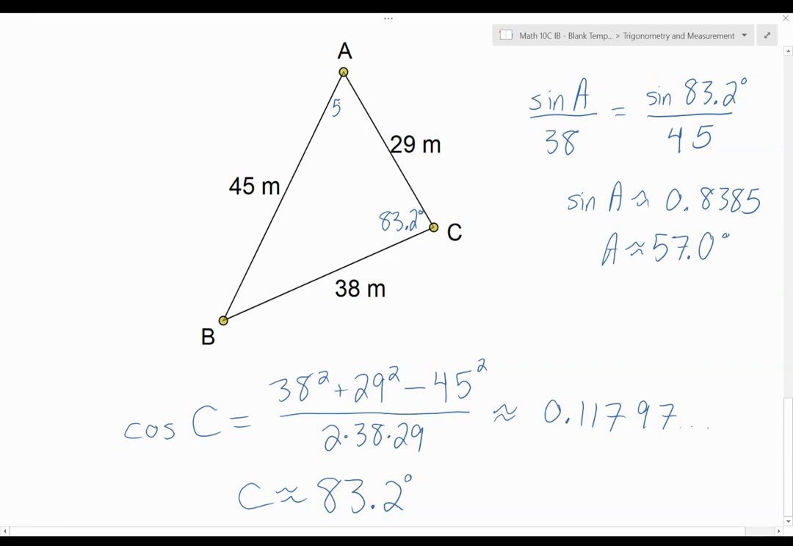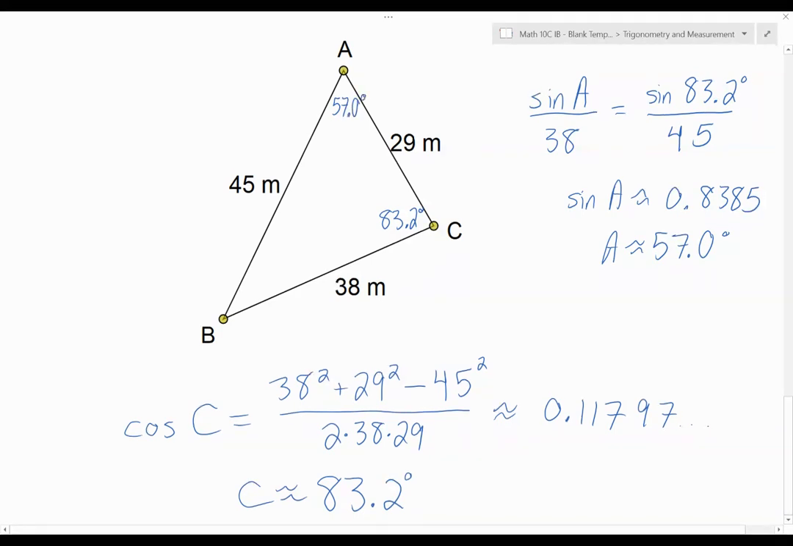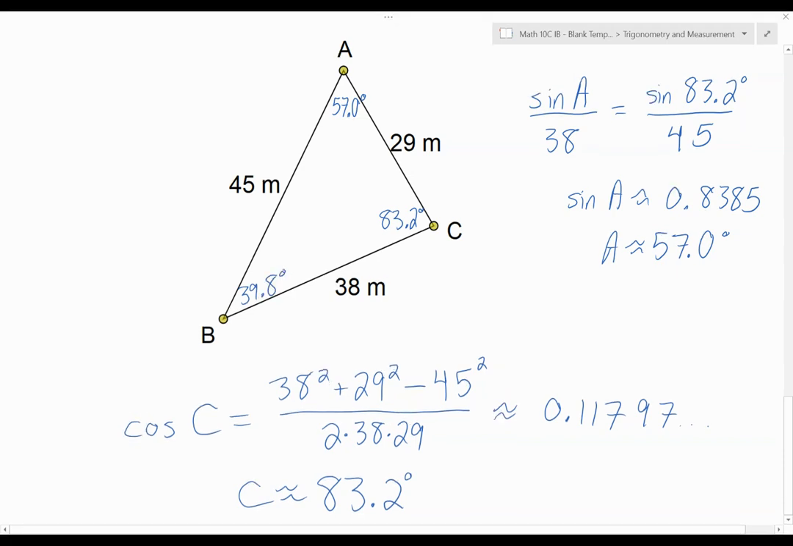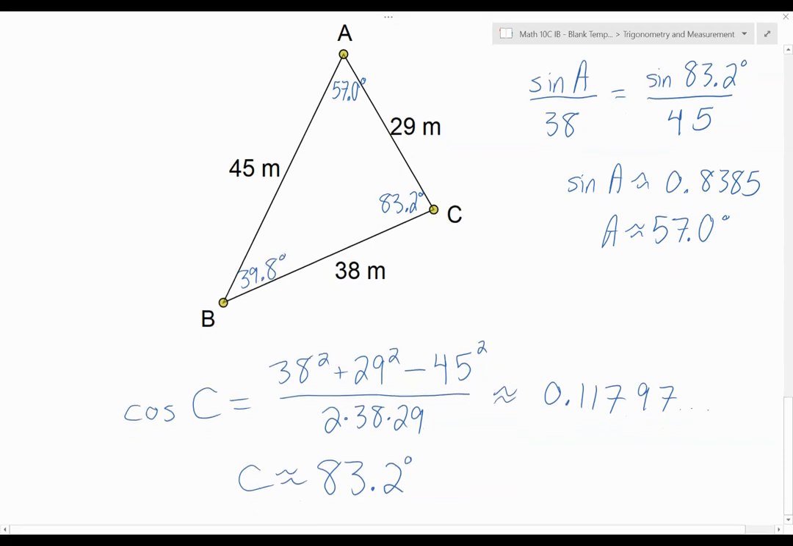So 57.0 degrees. At this point, I don't need to use sine law or cosine law to find B. I can simply add A and C together using my stored values and then subtract that from 180. And so I get that that is 39.8 degrees. And I have solved that triangle using a combination of sine law and cosine law.